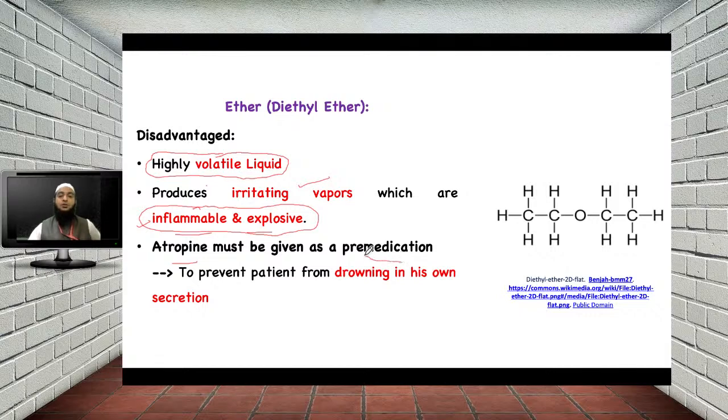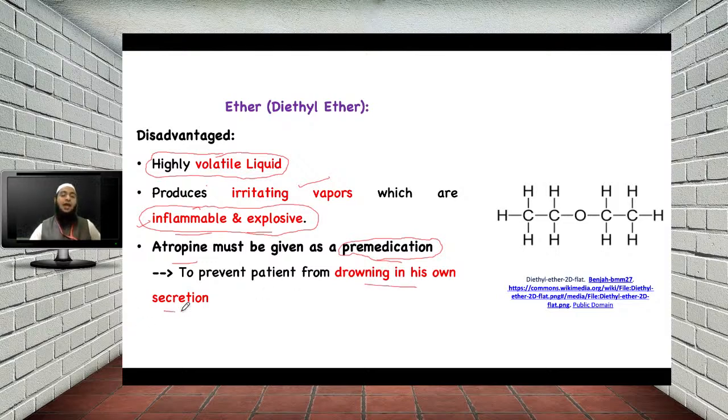So when you are using atropine as a pre-medication, what is the property of atropine? Atropine is an anticholinergic drug. It reduces the salivary secretion. So when you are using atropine, you can easily prevent the patient from drowning in his own secretion.